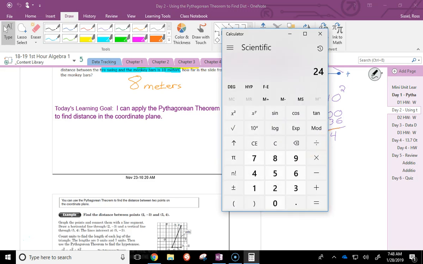So 24 times 24 is 576. So 100 plus 576 equals c squared, 676 is c squared.